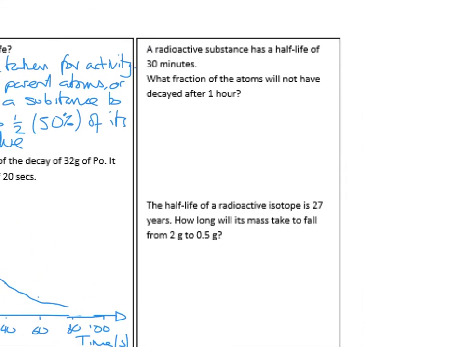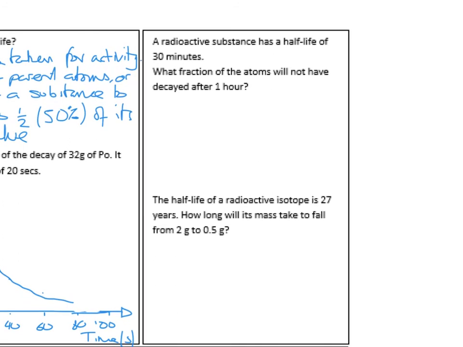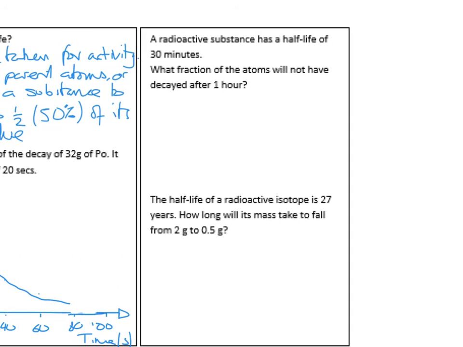A radioactive substance has a half-life of 30 minutes. What fraction of the atoms will decay after 1 hour? First up I'm going to write down my number of half-lives: 0, 1, 2, 3 half-lives. So that's time equals 0, then 30, then 60, and that's an hour, so I can stop there.